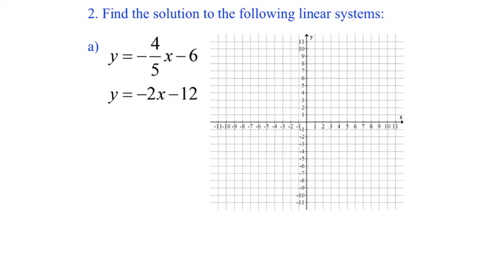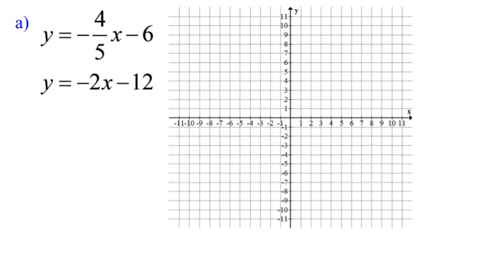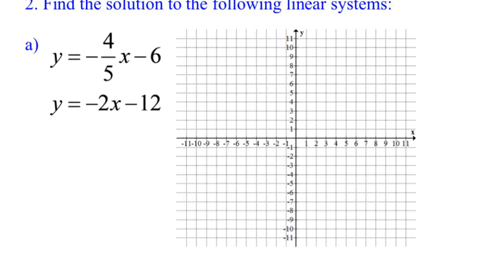I'm going to try and do that now. So if you look at the first equation, you can see y equals negative 4/5 x minus 6. Now this is honestly a little tricky for me because I have to zoom in a bit. And yeah, okay, maybe I can do that.